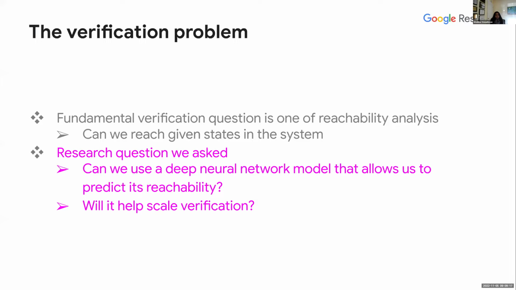So the research question that we asked, and that pertains to this talk, is: can we use a deep neural network model that allows us to predict state reachability? And then, will such a model help scale verification?